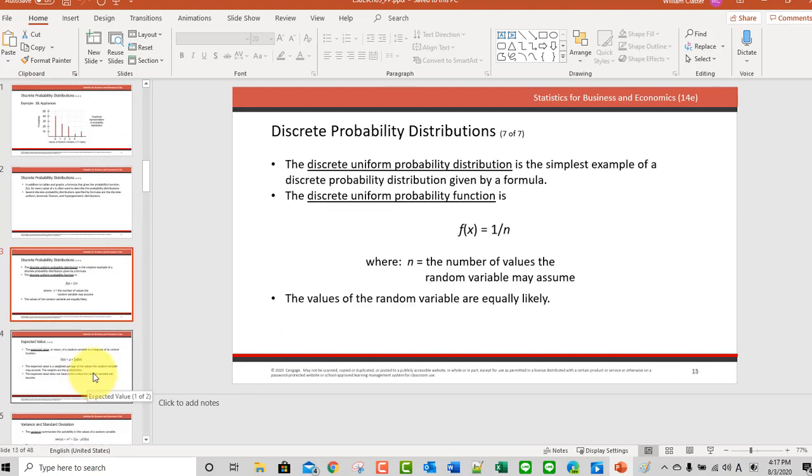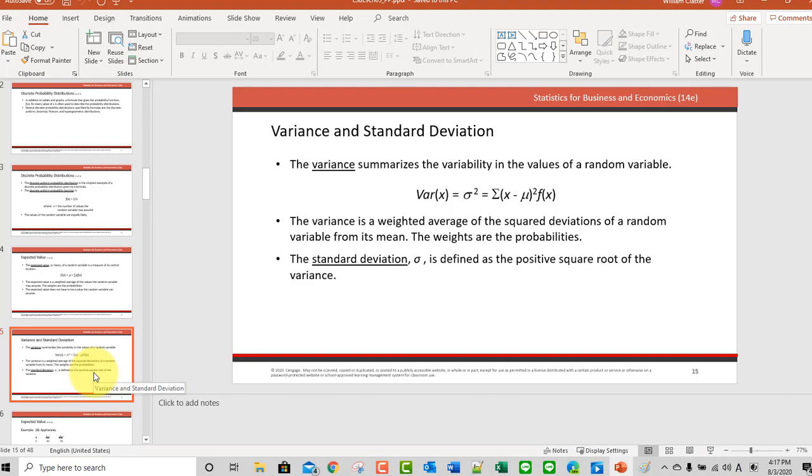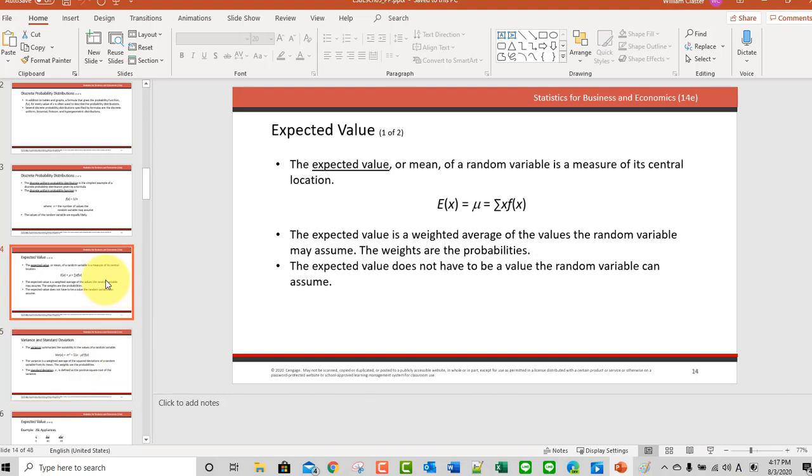So let's just go on. Okay, variance, and, oh, here. So the expected value, E of x, is x times p. Or, if you're using f instead of p, it's x times f. So that's the expected value, also called mu. Okay?